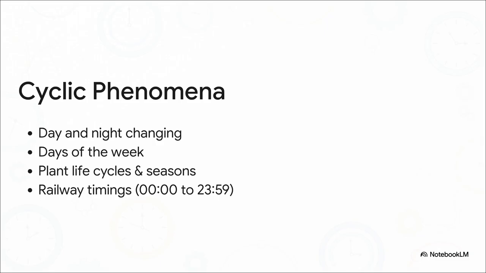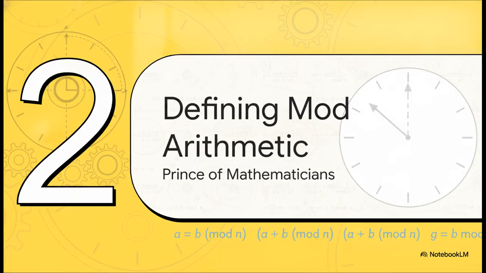And think about our transportation. Railway and flight timings run on a cyclic 24-hour clock, resetting back to 0000 right at midnight. All of these things require a mathematical model that repeats after a fixed interval. And that brings us to section 2, defining modular arithmetic, and a quick chance to meet the Prince of Mathematicians.